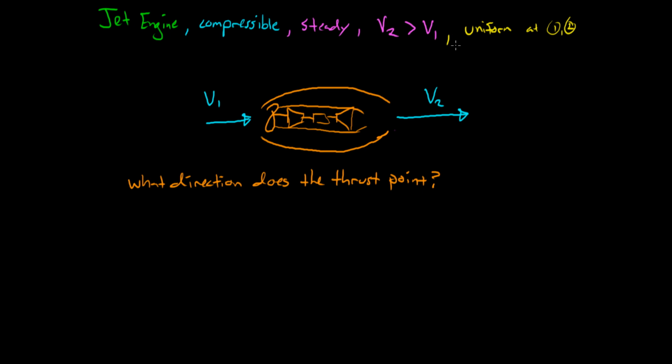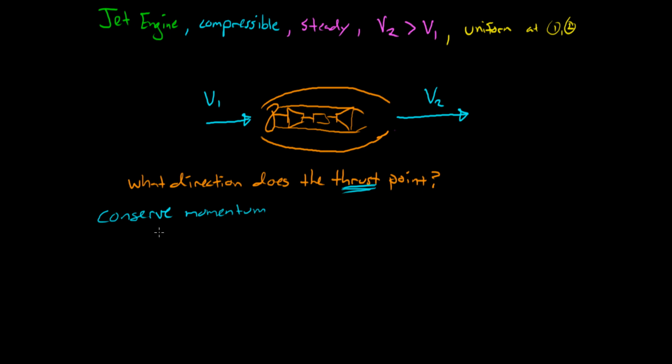We are going to simplify the problem by assuming that we get uniform flow, which means there's no change in velocity over the area here. It's just a constant number going in and a constant number coming out. And the question that we want to answer is, which direction does the thrust point? And so to start this, anytime you see something like a force, thrust is a force, or pressures, things like that, that's a clue that you need to conserve momentum.